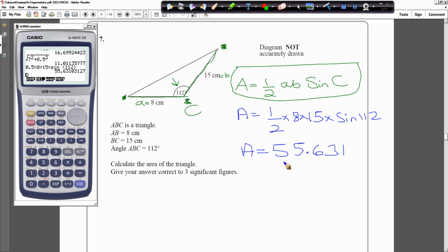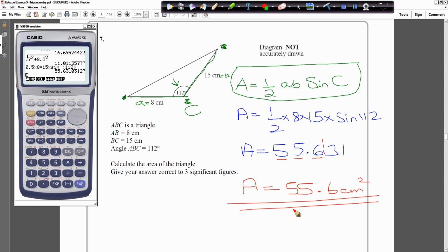Give it to 3 significant figures. 3 significant figures means 1, 2, 3, and we've got to stop here. So we look at the 3 because it's less than 5, we leave it alone. So my final answer for the area is equal to 55.6 centimeters squared. And that's us done for that particular question.